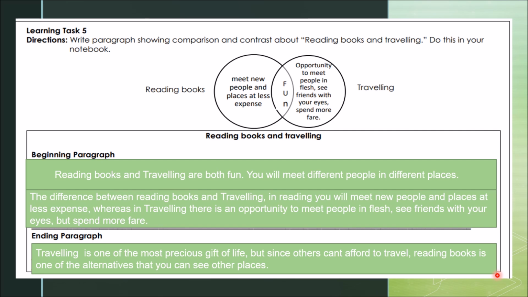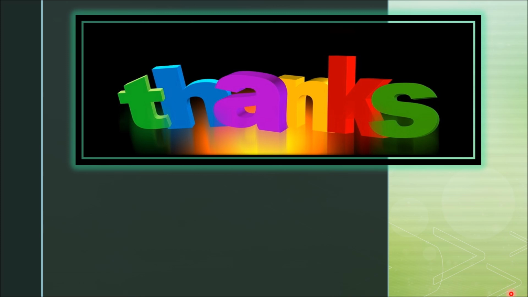Is that clear, kids? So that's it. You will write a paragraph showing comparison and contrast about reading books and traveling. So this is the sample for that. Look at this, the first sentence is indented and gives emphasis to reading and traveling. You got it? Good. So for the other exercises, you're going to answer by yourselves since we already have samples for that. So you can do it, kids.